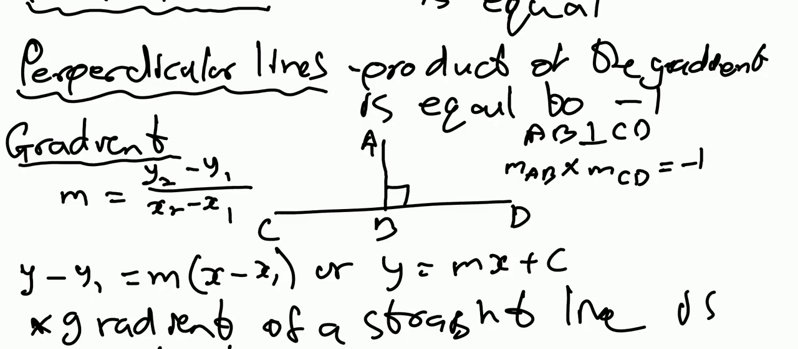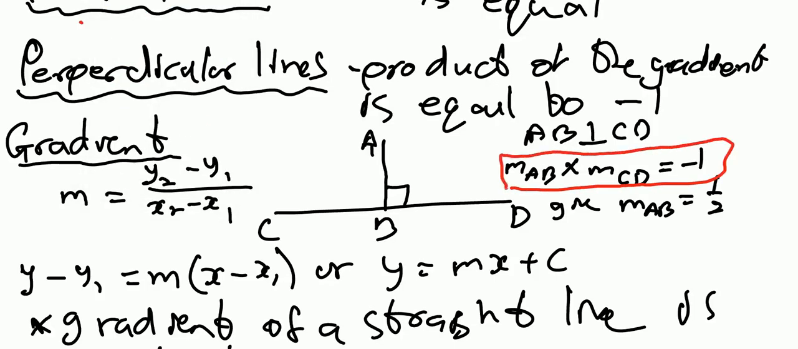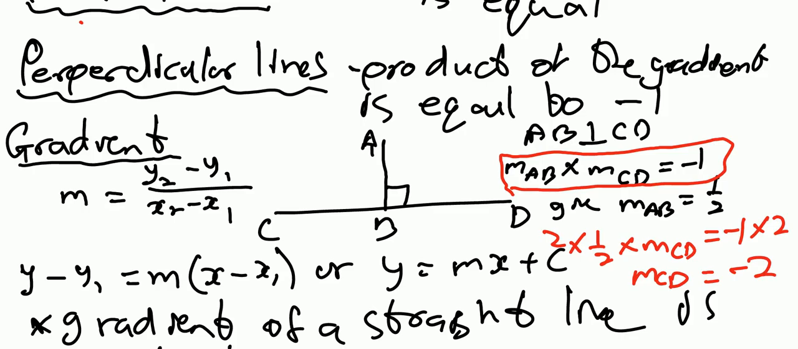So if you are given that AB is perpendicular to CD, and the gradient of AB is 1 over 2, and they say calculate the gradient of CD, you are going to come here. From here, you know the gradient of AB is 1 over 2. The gradient of CD you don't know. The product is -1. Then you divide both sides by 1 over 2, which is the same as multiplying by 2 both sides. Then your gradient of CD is -2. That's how the perpendicular line thing works.